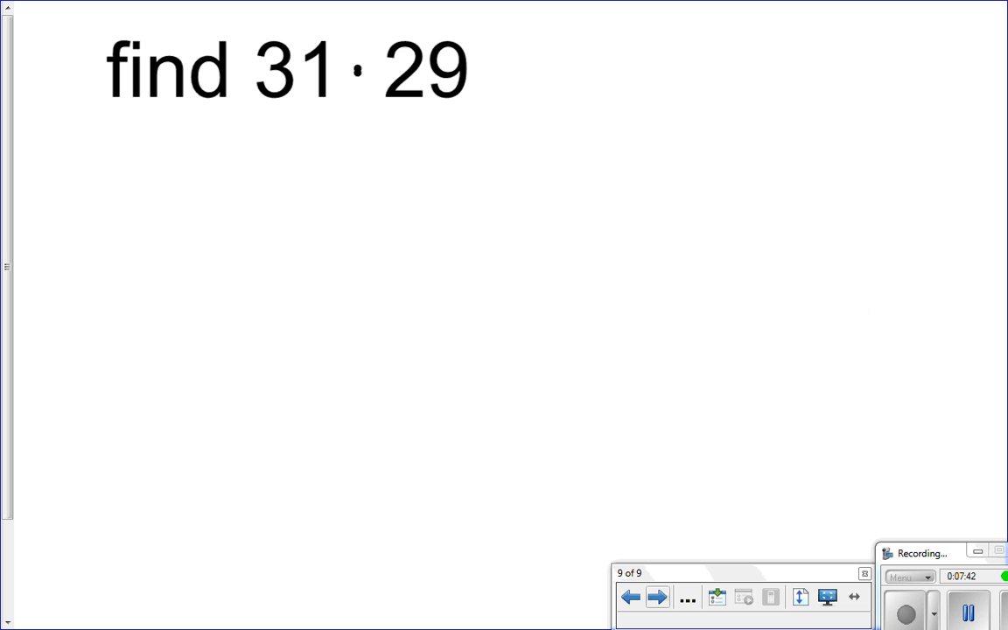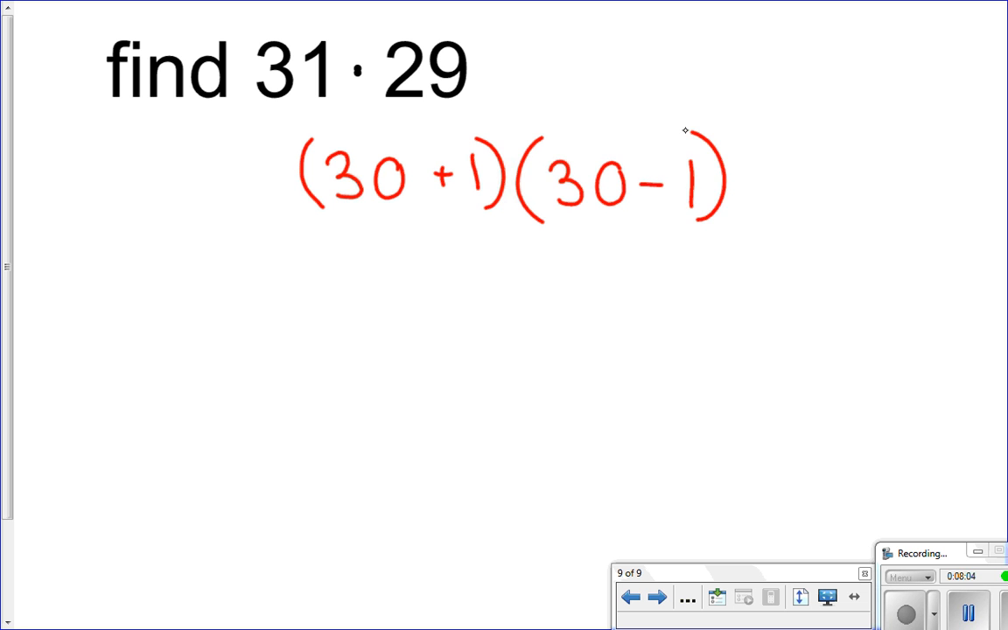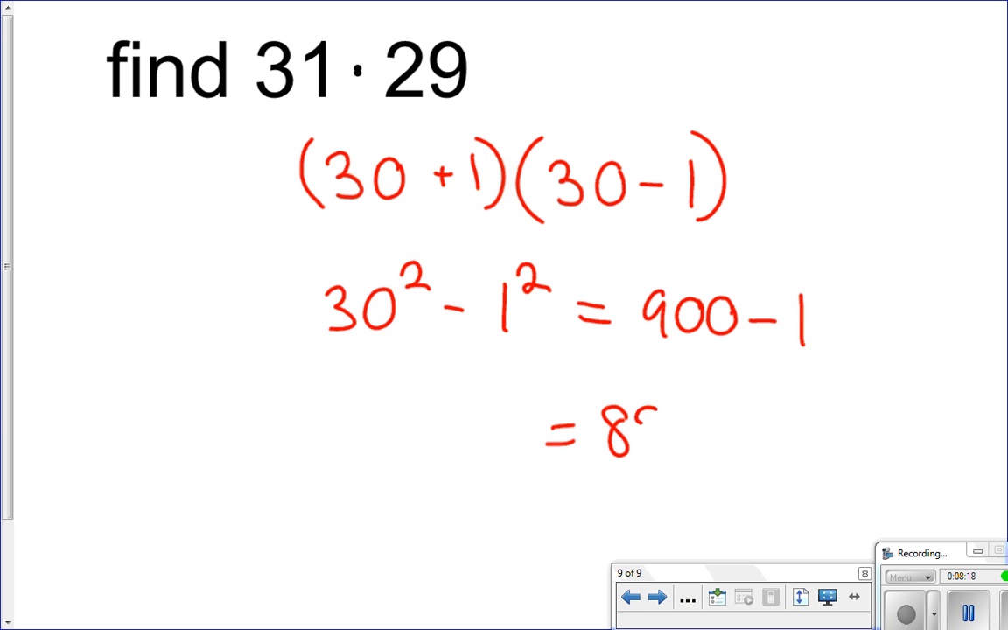So try this one. 31 times 29. So I can rewrite this as (30 + 1) times (30 - 1). So it's a difference of squares, so it's 30 squared minus 1 squared, or 900 minus 1, which is 899.